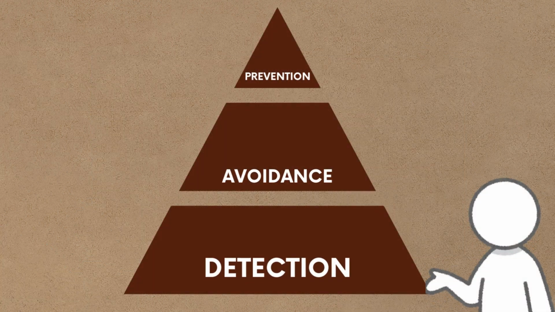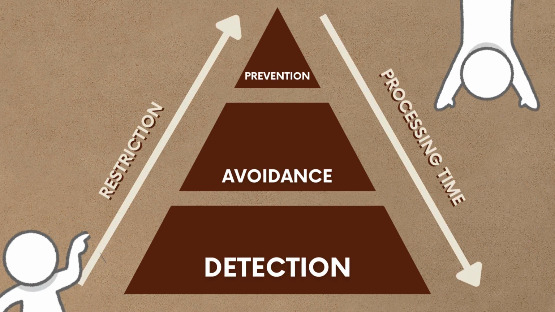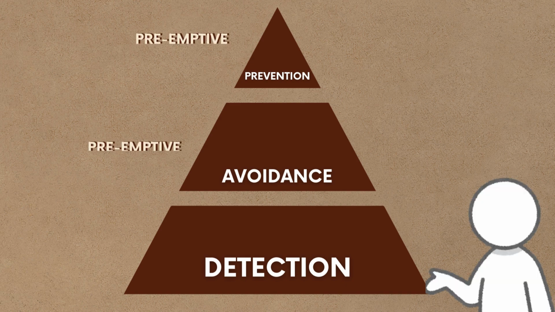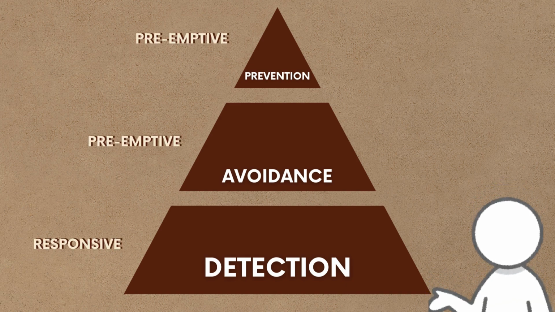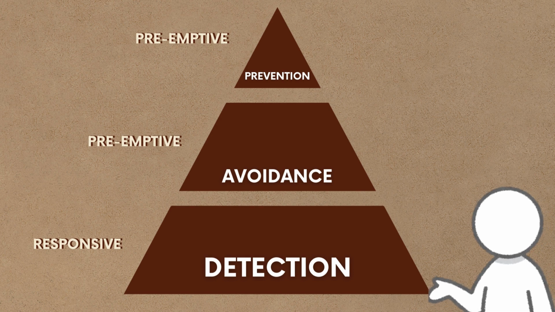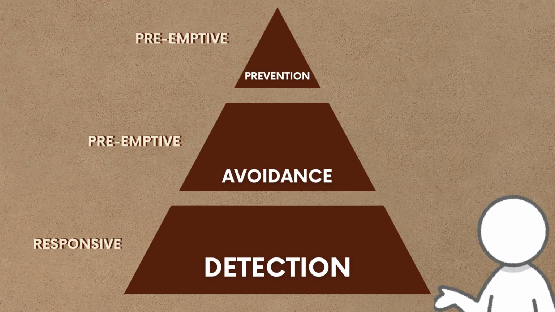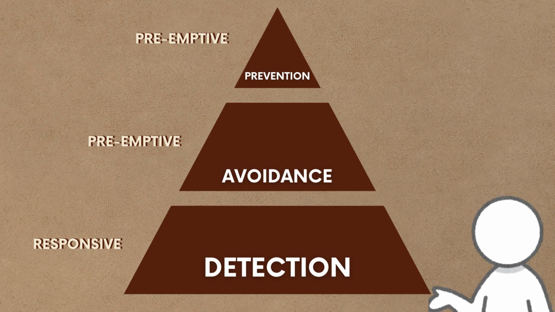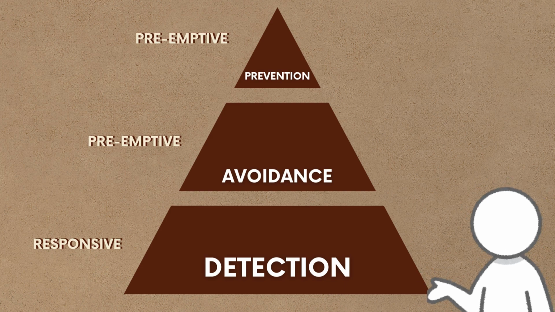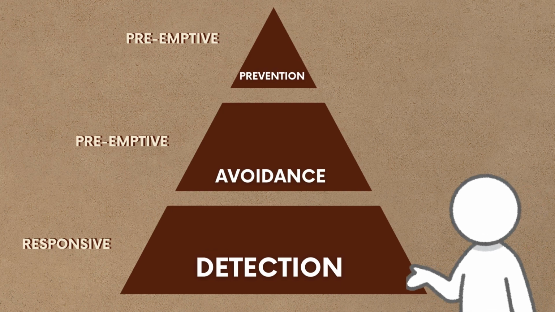So there are three methods to handle deadlock. We have prevention, avoidance, and detection. As we go up from the bottom of the pyramid, we have a lot more restrictions. Meanwhile, if you go down from the top of the pyramid, the processing time takes much longer. Prevention and avoidance are preemptive because you have to allocate the resource amounts beforehand. But detection is responsive because it will give you resources while it can and check for deadlock each time they want to allocate resources.